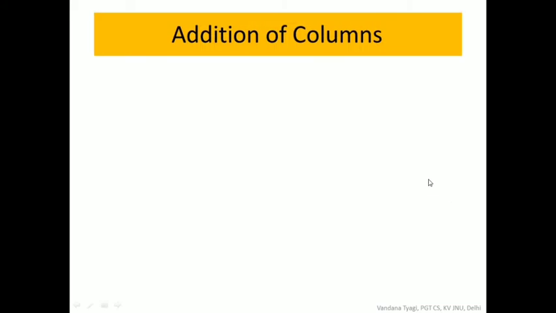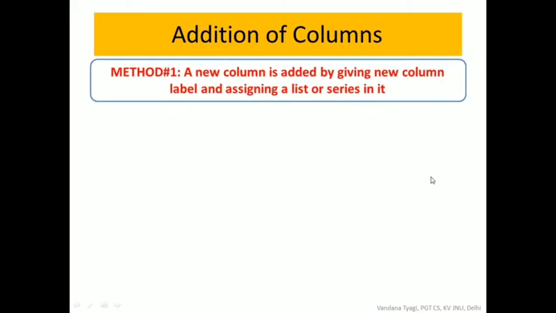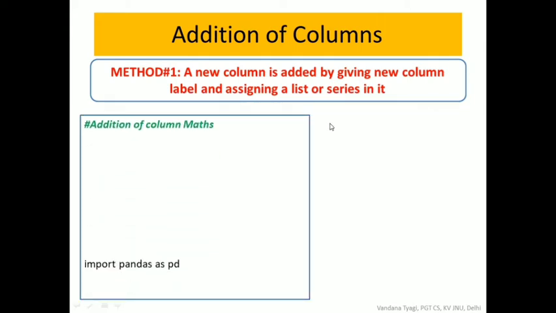Now addition of columns. To add a new column in my data frame, there are various methods. The first method is we simply write a new column label name with the data frame object and assign a list or a series to it. Let's see how we'll do it.